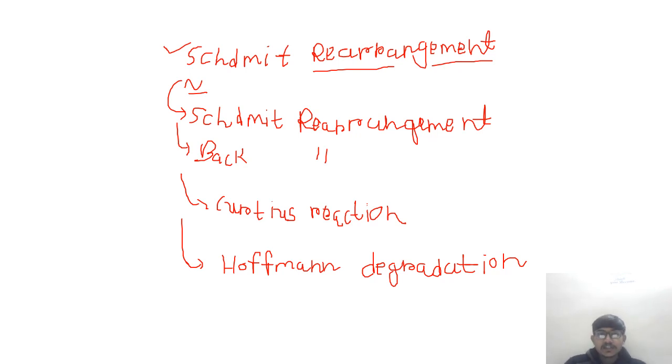Same here in the case of Schmidt rearrangement also, it involves the formation of primary amine, but with one less carbon. Okay, with one less carbon in case of Hoffman degradation, or Hoffman bromamide degradation, or you can say Hoffman degradation of amides, which will give you amine. So these are the names of the reactions.